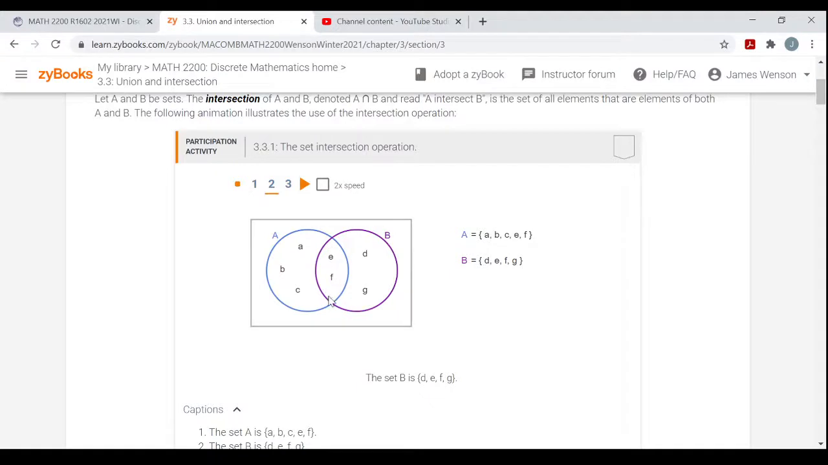So this overlapping region is called the intersection, where the two sets intersect, where they have the elements that they share, the elements that are in both of them. So the two elements in both A and B are E and F. So the set A intersect B is simply the set with elements E and F in it. The green, colored in green, that represents A intersect B. And hopefully pretty simple.